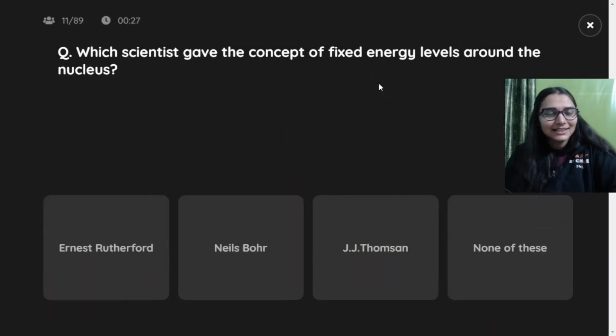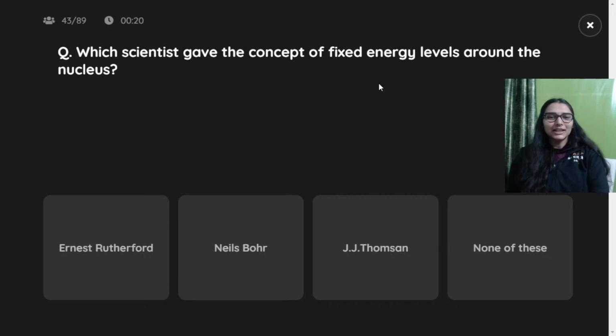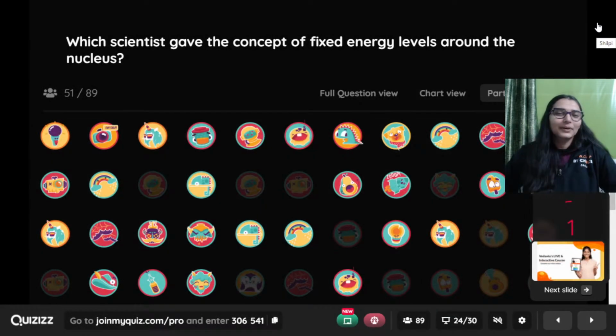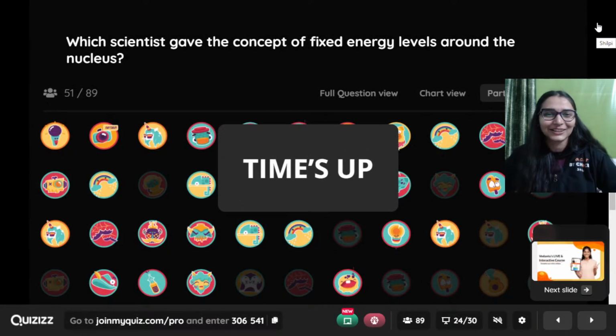Which scientist gave the concept of fixed energy levels around the nucleus? Discrete energy levels. किसने बोला था कि electrons will always revolve around the nucleus, not in any orbit but in special orbits having a fixed amount of energy, known as discrete orbits. Rutherford, Niels Bohr, J.J. Thomson, none of these. And I'm sure scientist का credit तो आप बहुत easily गलत कर देते हो. Like ma'am, we can't remember the names.